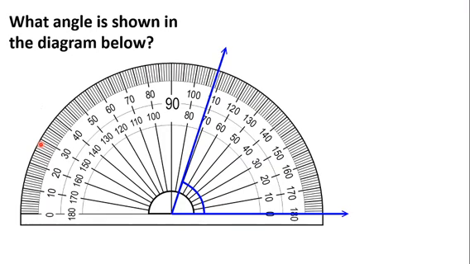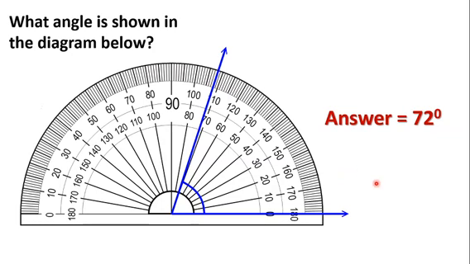If you wanted to answer this question, the angle formed between these two lines, you can see that the horizontal line is on 0 in the inner scale. It means that we'll be reading the inner scale and not the outer scale. So we start from 0, 10, 20, 30, 40, 50, 60, 70, and then we count 1, 2. So the angle formed here is 72 degrees. It's as easy as that.